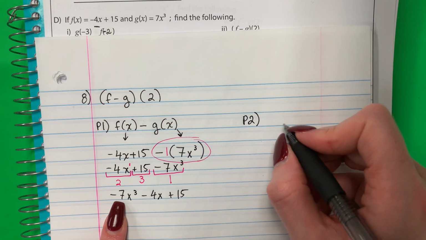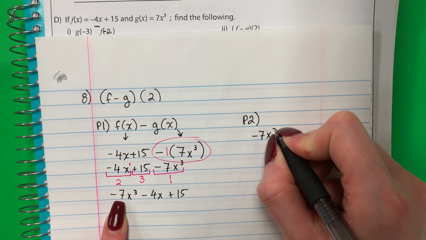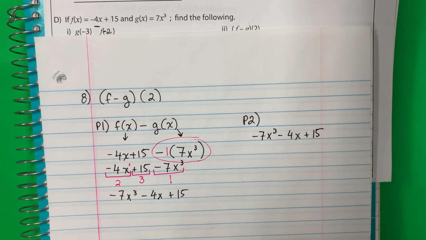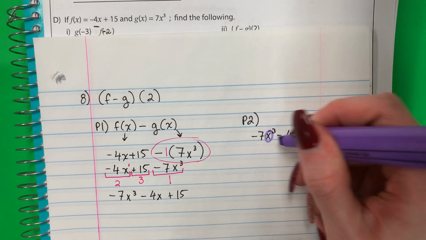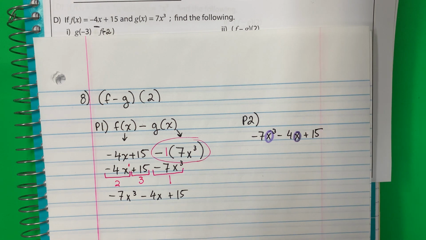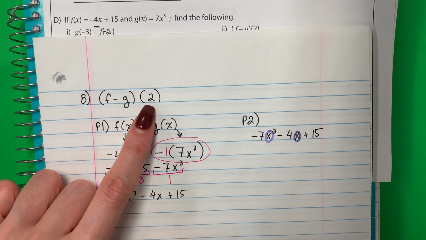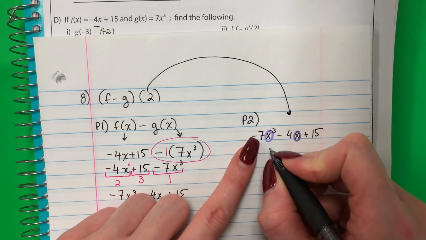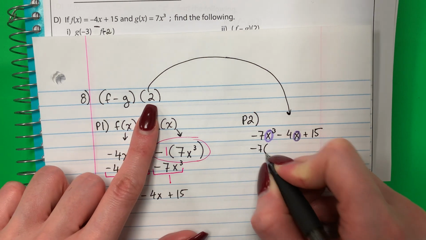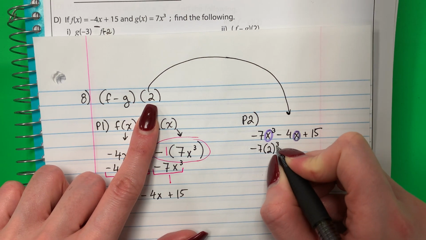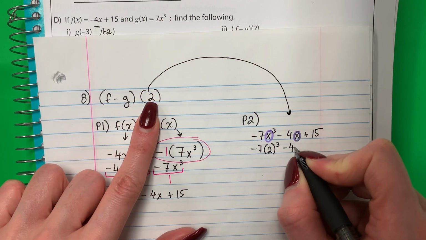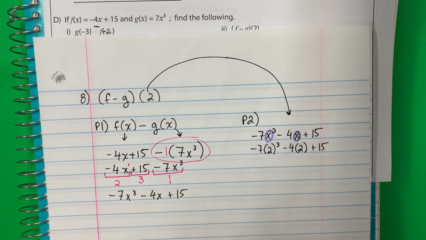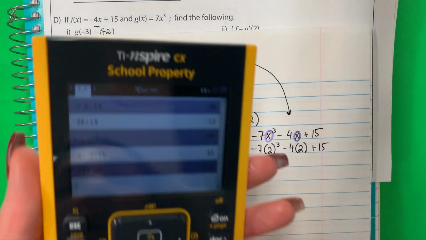Part 2. We are going to go ahead and copy that. I'm going to put the number in. Voy a poner el número for the x, por el x. It's 2, it's dos. Okay, I'm going to put that in here. So negative 7, parenthesis, 2, parenthesis, cubed, minus 4, parenthesis 2, parenthesis, plus 15. We're just going to put that straight in the calculator. Vamos a poner en la calculadora.